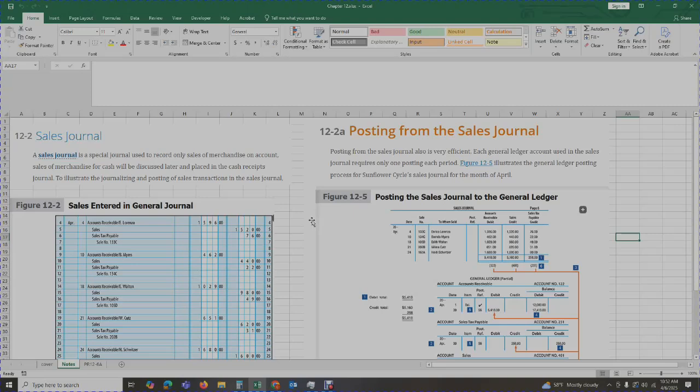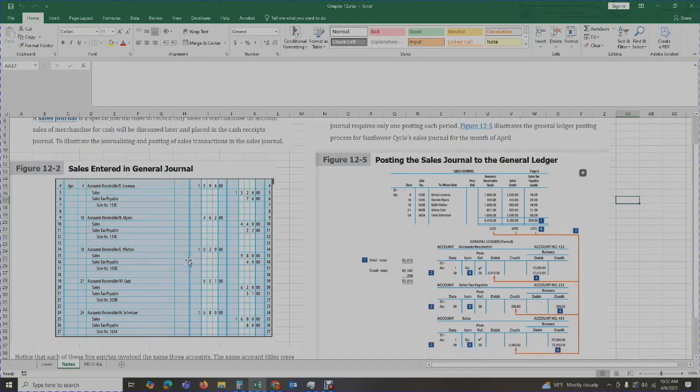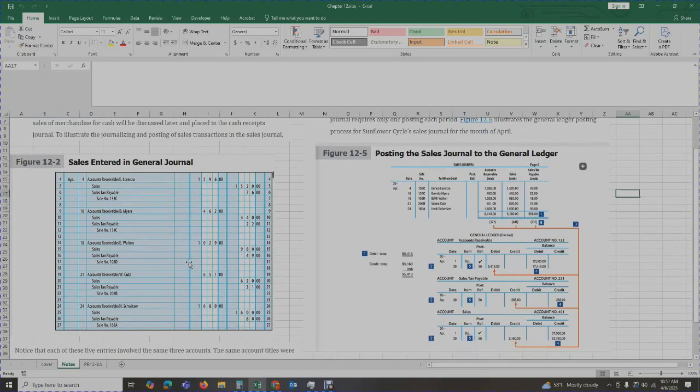Okay, so when we have sales on account, the entries will look similar to what we have here. You will always debit your accounts receivable. So you are making a sale on account. Someone owes you money. Okay, when someone owes you money, we need to set up a receivable. We need to identify who owes us money. In this case, it's Lorenzo owes us money.